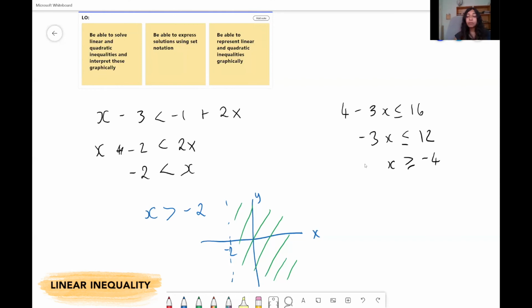So just remember, if you're multiplying or dividing something by a negative number, you always flip the sign around. But anything else you're doing, the sign stays the same. If you're multiplying something by a positive number, it stays the same. If you're adding or subtracting on both sides, the inequality sign stays the same. Only when you're multiplying or dividing by a negative number, the sign switches. So let's go into an example of solving a linear inequality.